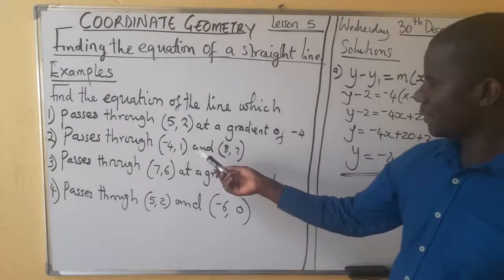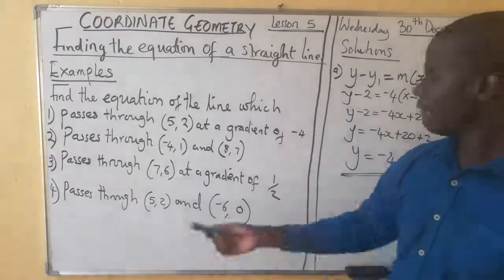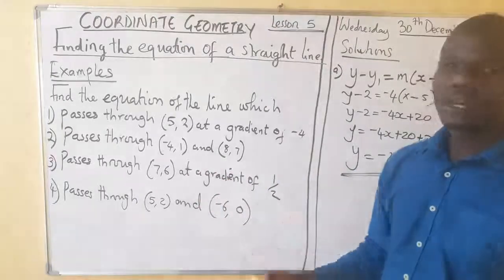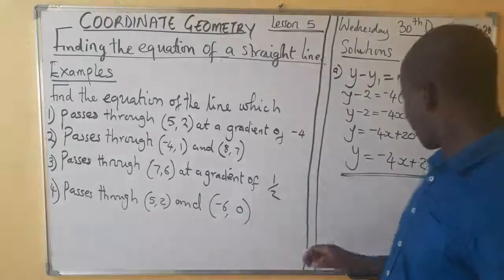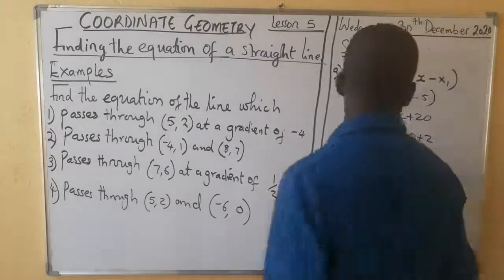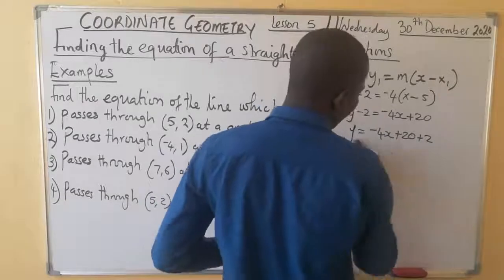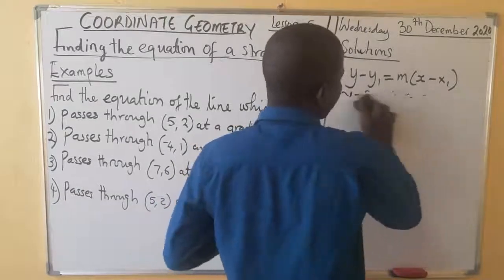In the second question, the gradient is not given, but we're given 2 points. These 2 points will be able to help us find the gradient. It's as simple as that. That's what we're supposed to do. So let's get started.